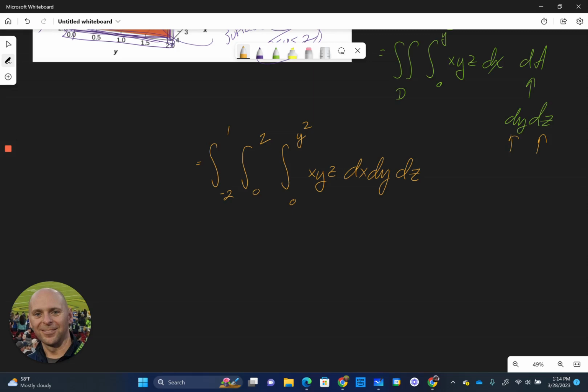All right, now that we've got the setup for our integral, let's actually work through the integration process itself. So we work as usual from the inside out. So our first integral here with respect to x will give us x squared over 2, or 1/2 x squared yz. And we'll evaluate that from 0 to y squared dy dz.